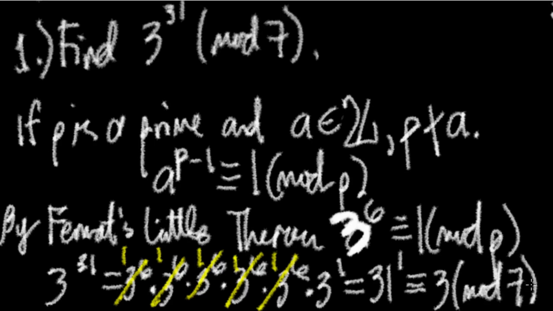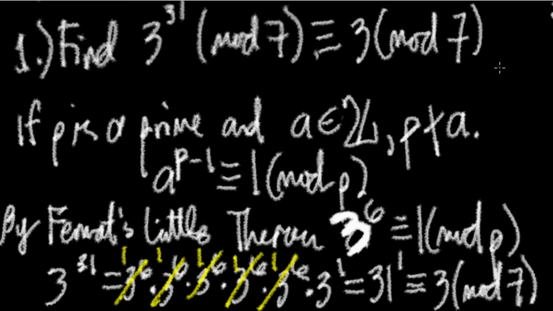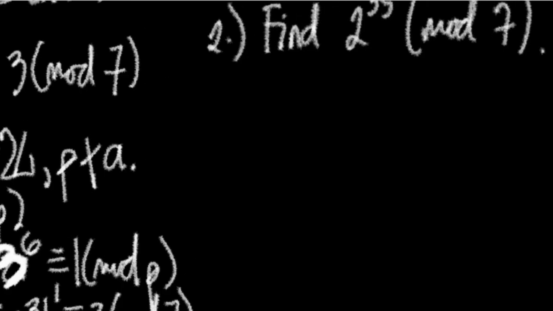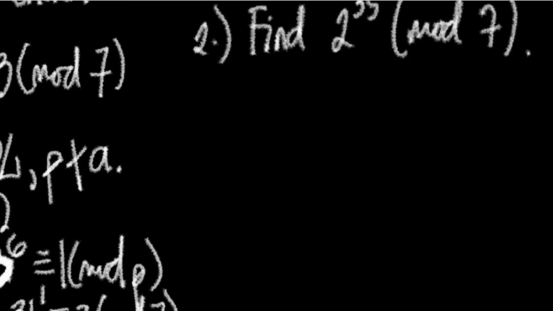So hence, 3 raised to 31 is actually congruent to 3 mod 7, which makes our solution very short and very easy to do. So that's by Fermat's little theorem. Another example.